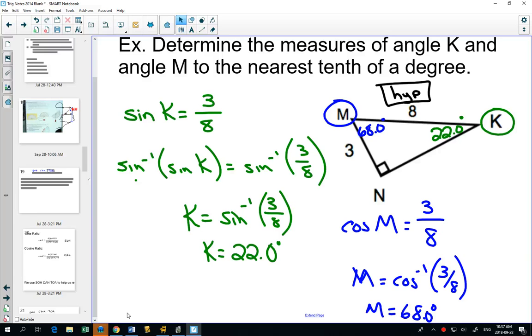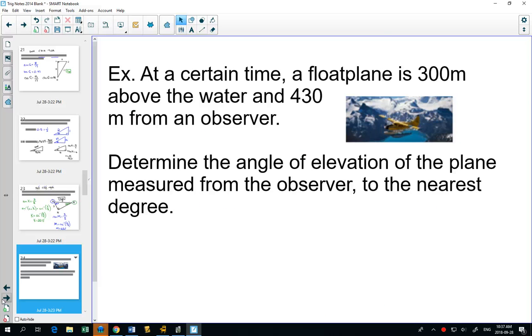One more question. So at a certain time, a float plane is 300 meters above the water and 430 meters from an observer. Okay? We need to draw a picture. So we have to draw our float plane. I wonder if I could do this. This is going to be cheating if it works.